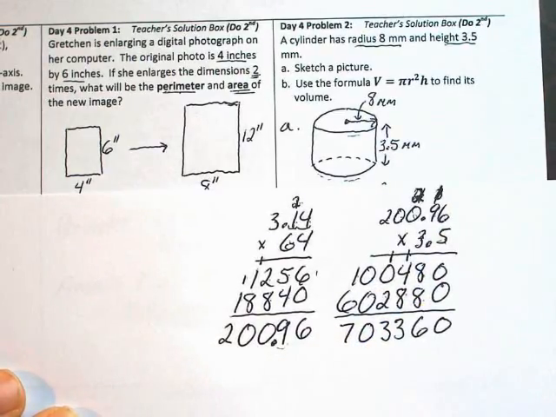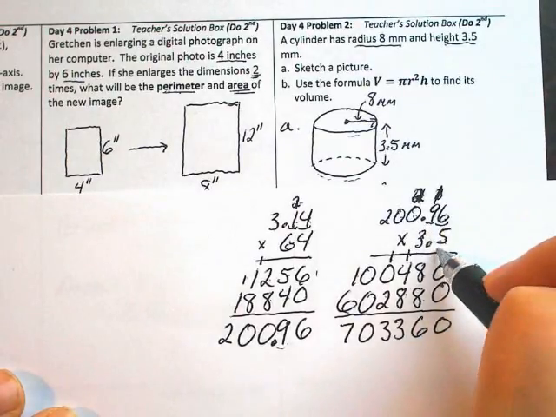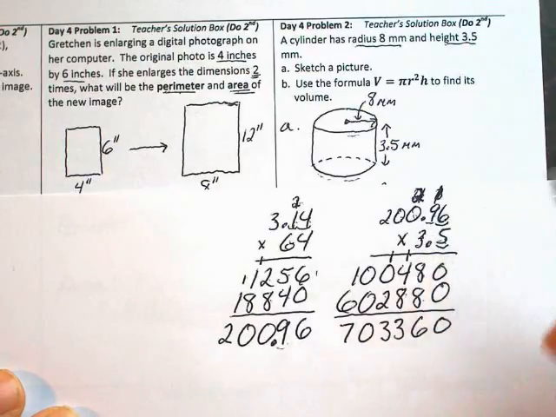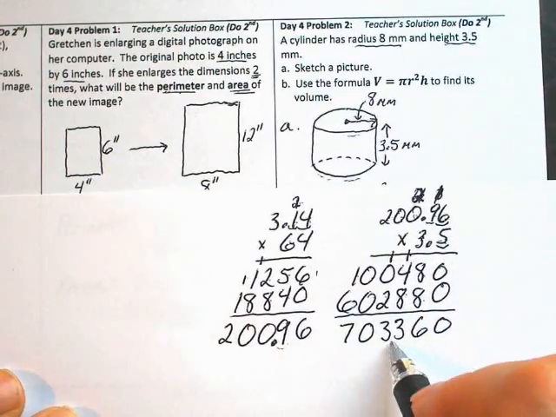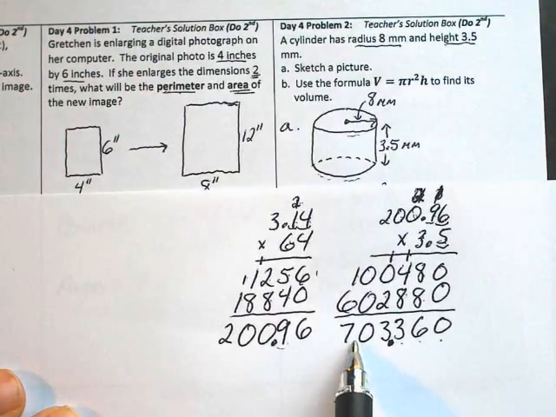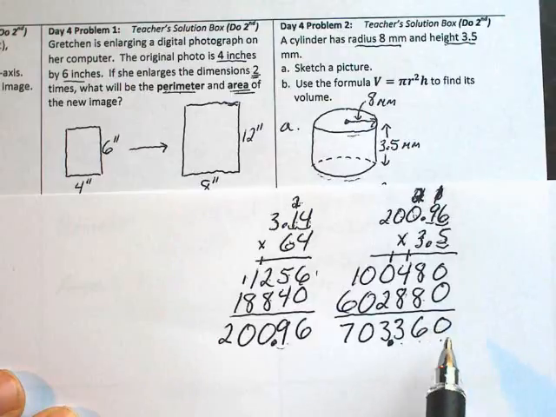Now what about the decimal points? There are 1, 2, 3 numbers in total to the right of the decimal point in the problem. And so in our answer, if we put the decimal point here, there will be 1, 2, 3 numbers to the right of the decimal point. And so that number is 703.36. We can ignore the 0 on the end. So 703.36.